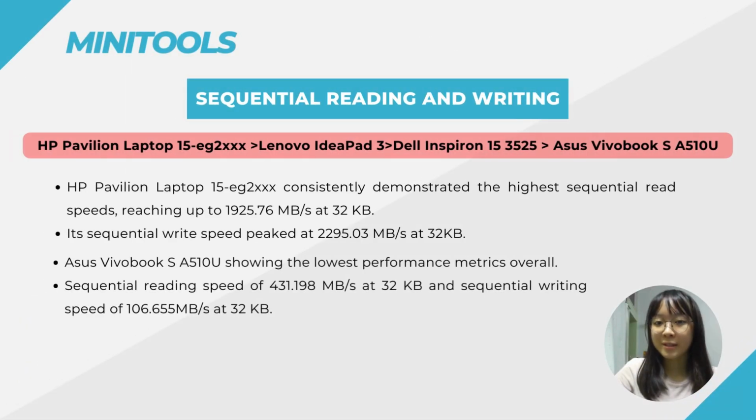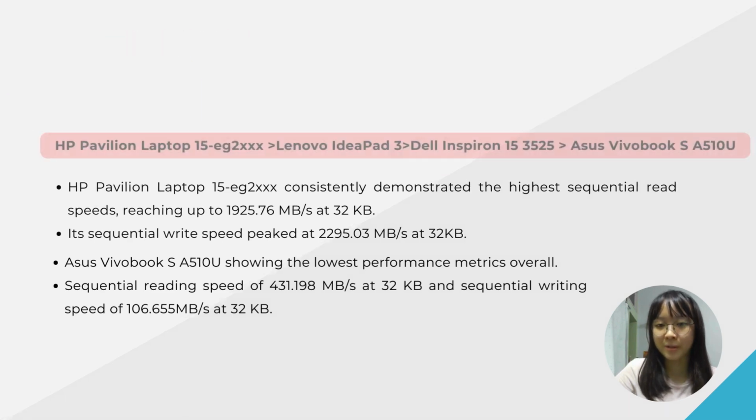We used tools to test the sequential reading and writing speed of four different computers, and we can note that the HP Pavilion laptop has the best performance, followed by Lenovo, Dell, and the lowest performance is the Asus VivoBook. So we can conclude that the HP Pavilion laptop has outstanding performance in transferring large files to and from the external disk, while the Asus VivoBook is not suitable for high-demand applications that involve external disks due to its lowest performance.